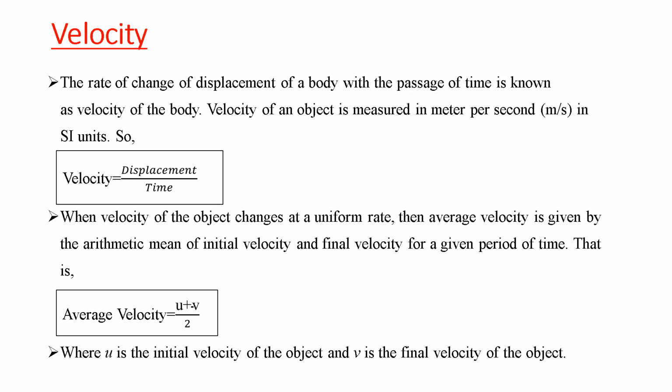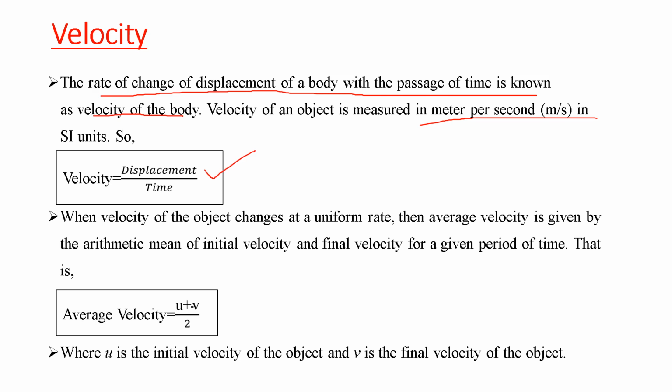Now let us understand what is velocity. We know that speed was distance by time and velocity is displacement by time. Okay, the definition says that the rate of change of displacement of a body with passage of time is known as velocity of the body. Okay, the SI unit is going to be the same, that is meter per second, and the formula becomes velocity equals displacement by time. It is almost similar to the speed.